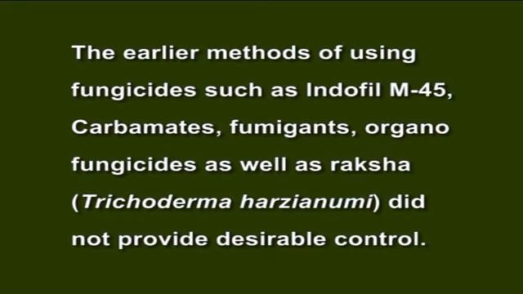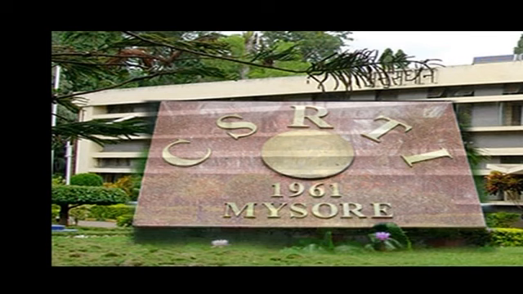Management. The earlier methods of using fungicides such as Indofil M-45, carbamates, fumigants, organofungicides as well as Raksha, that is Trichoderma harzianum, did not provide desirable control. Hence, an eco-friendly technology has been evolved at CSRTI Mysore with the invention of Navinia, which contains 80% plant products and 20% chemicals. Method of application of Navinia against root rot.